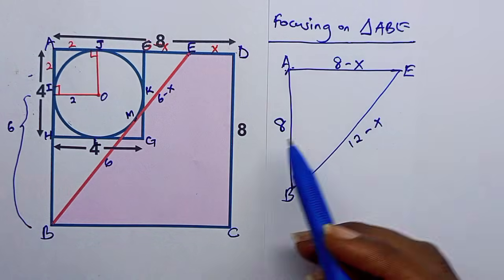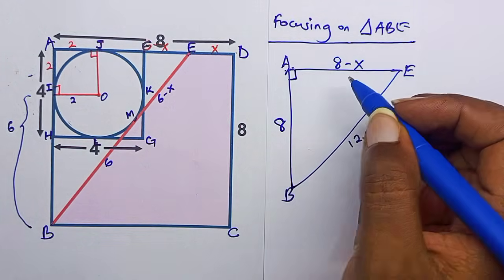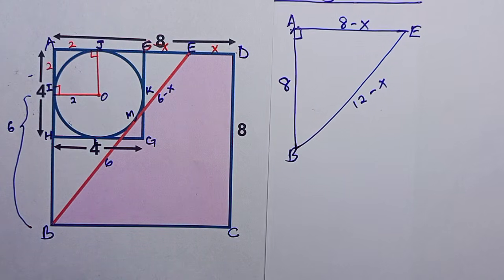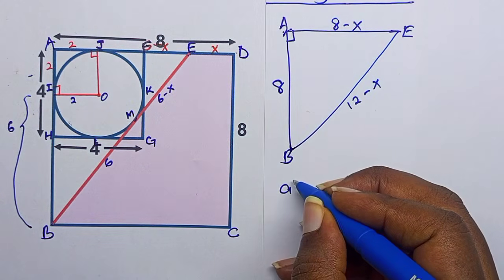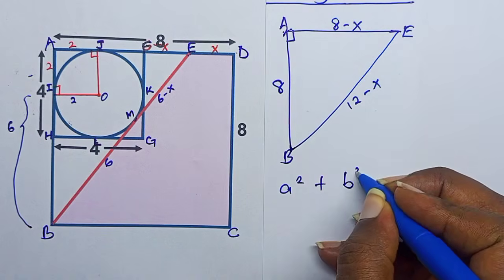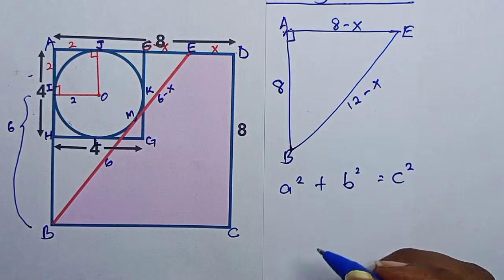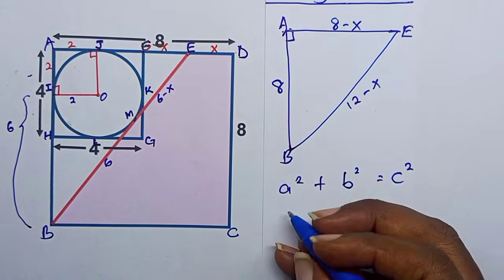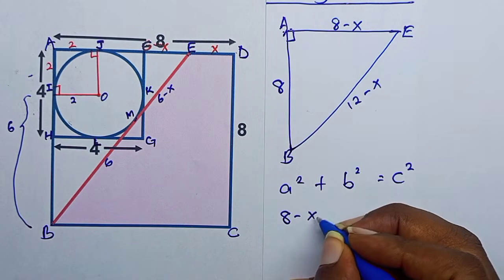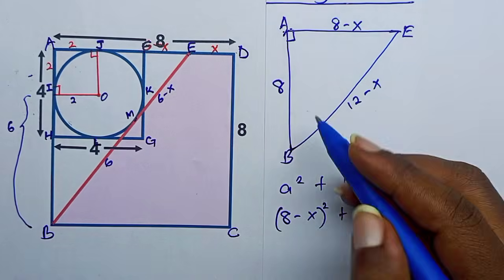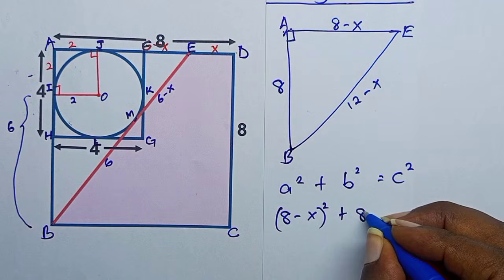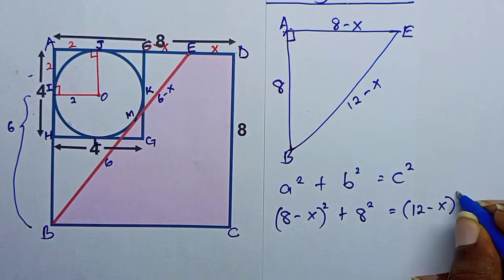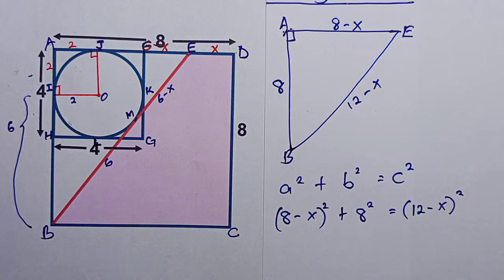Now, since it's a right angled triangle, this is 90 degrees, we are going to use Pythagoras theorem to solve. Okay, so we have A squared plus B squared being equal to C squared. Our A is 8 minus x. So (8 minus x) squared plus B, which is 8, so 8 squared, is equal to C, 12 minus x, squared.